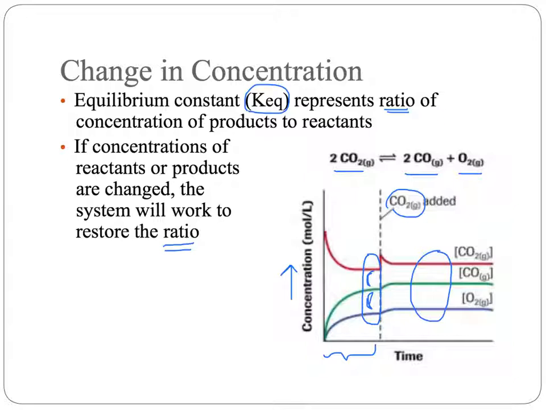So when you're changing concentration, you're not affecting your equilibrium constant. If you add more reactant, you'll be making more product, but you're also going to end up with more reactant being left over. And the reaction will seek to reestablish the equilibrium with the same proportion between the different components.